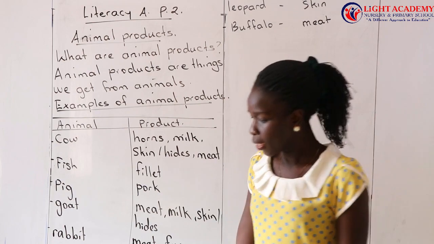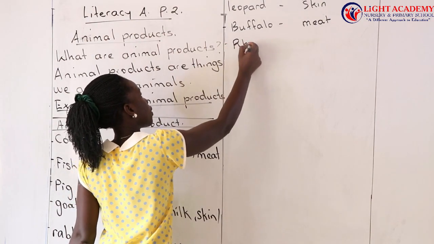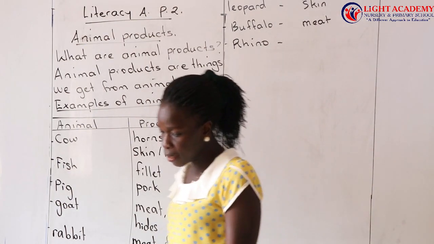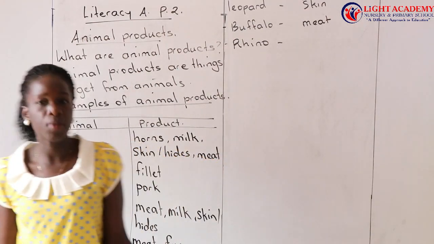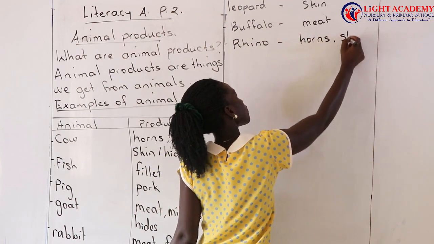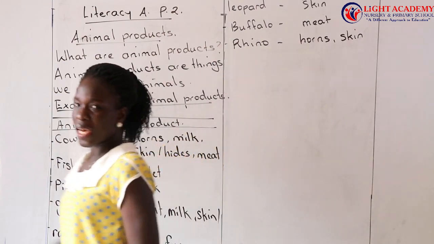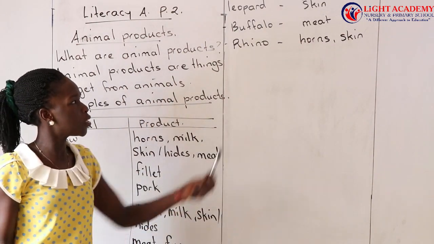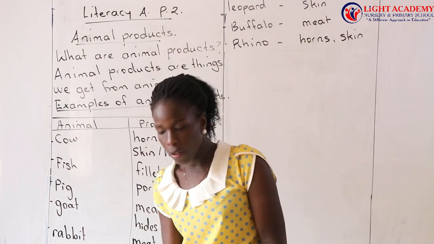We eat it. And then also, we look at another animal called the rhino, or the rhinoceros. From a rhino, we also get the meat. Some people eat it. We can also get the skin, and we can also get the horns. The horns and the skins are very important still. You may ask yourself, what are people going to use the horns and the skin for? There are so many other things that you can use the horns and the skin for.